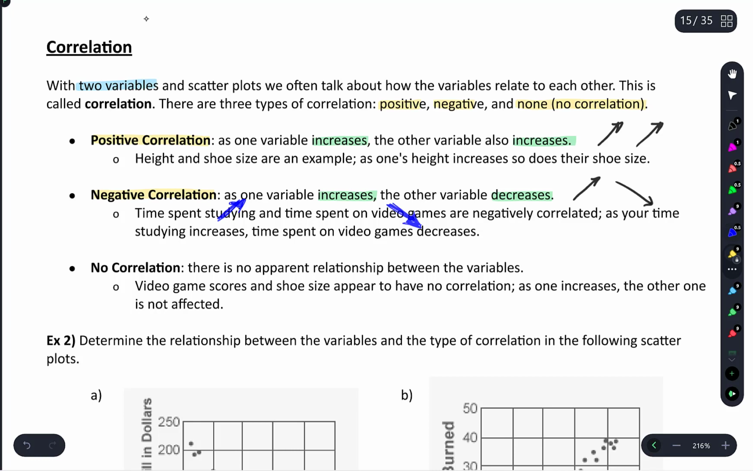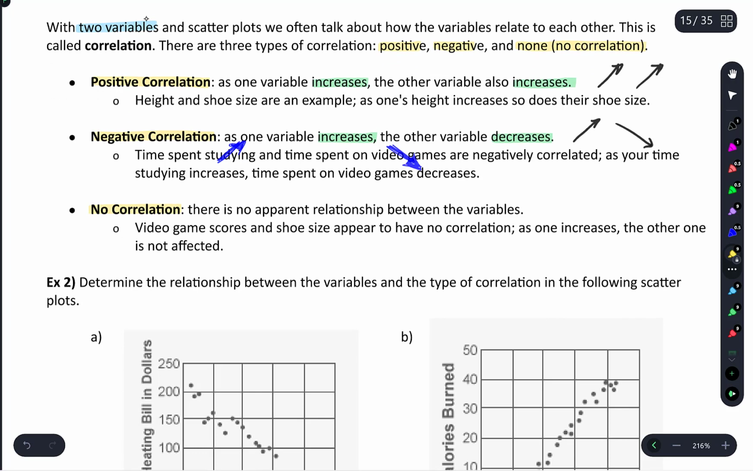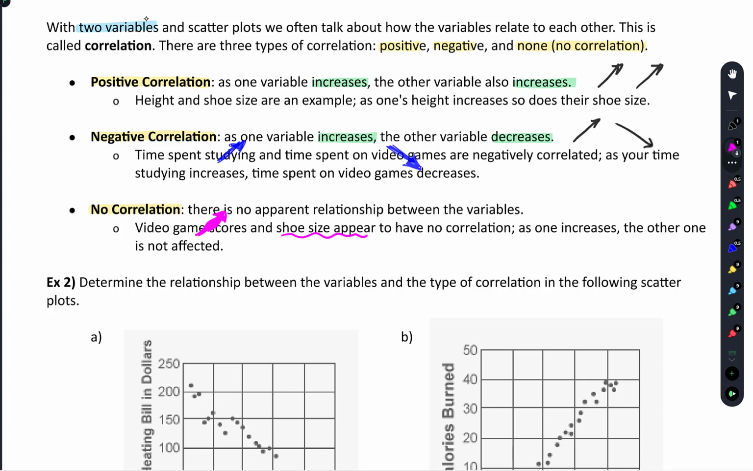And the last one here, what we say is no correlation, or none, if we're talking about correlations, is that there's really no relationship between the two variables, right? So the example that we might have here is that if I was talking about video game scores, if the video game score goes up, it doesn't change the size of your shoe, right? So if you increase your score in your video game, doesn't mean that your foot size changes. So there's really no correlation there.